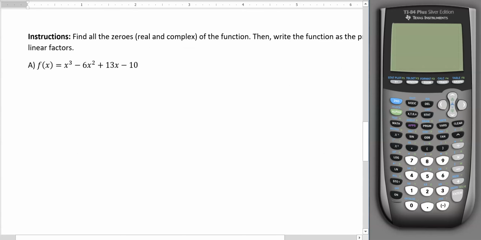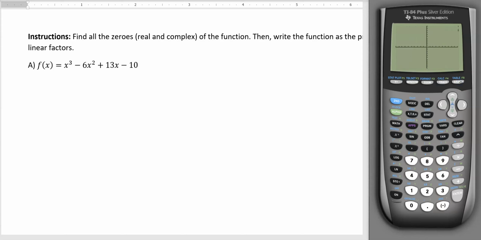So now let's check in if they don't give us any zeros, and we have to do this all from scratch, right? So remember, the first step in this process is graphing. Every time we gotta graph. That is always the first step. So we say x to the third minus 6x squared plus 13x and then minus 10. Let's hit graph.